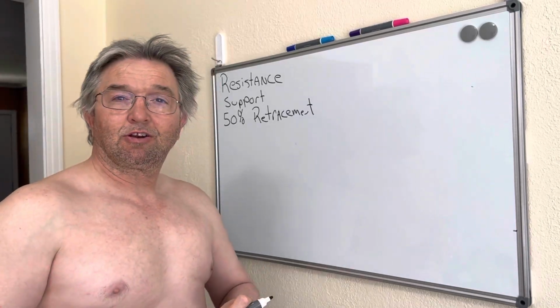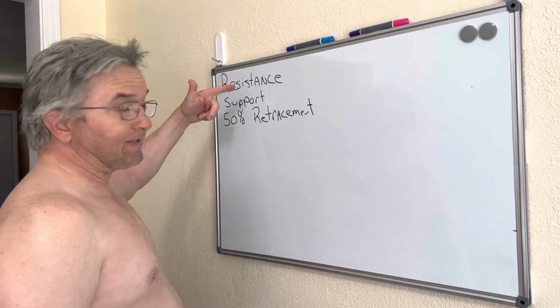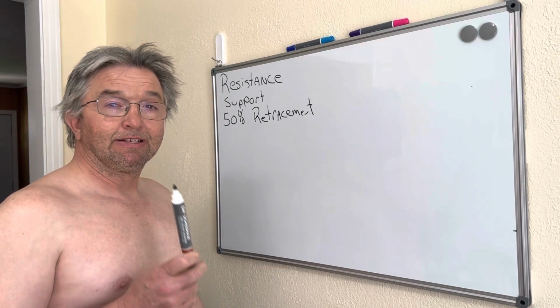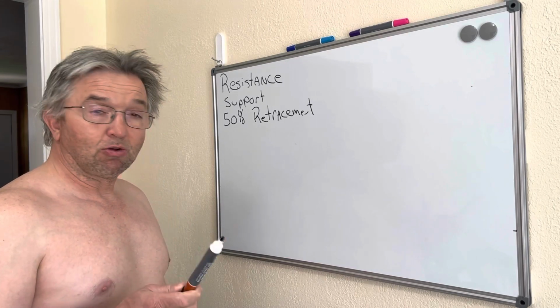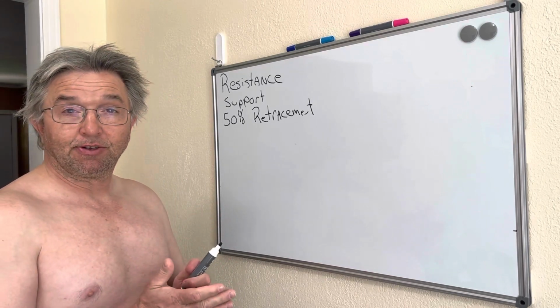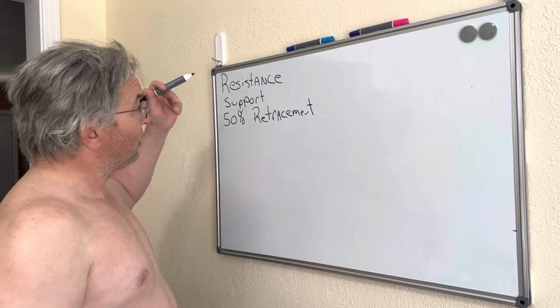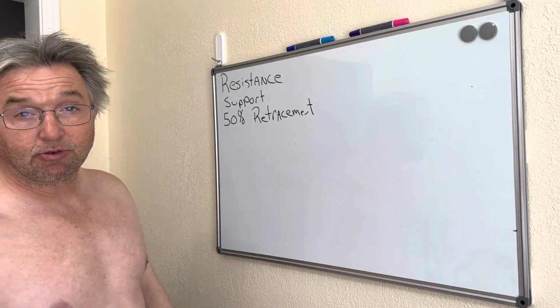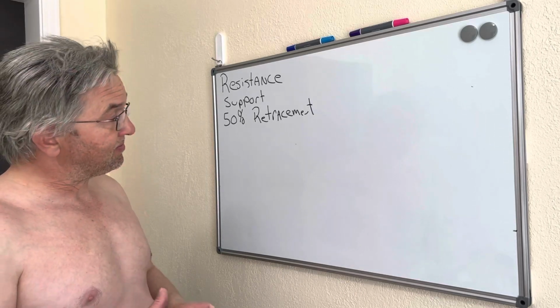All right, we're going to learn some resistance, support, and 50% retracements. That's what we're going to learn. Simple trading. So simple, a child can do it, okay? And the only thing we're going to be using is resistance, support, and 50% retracements. All right, that's simple. Here we go.